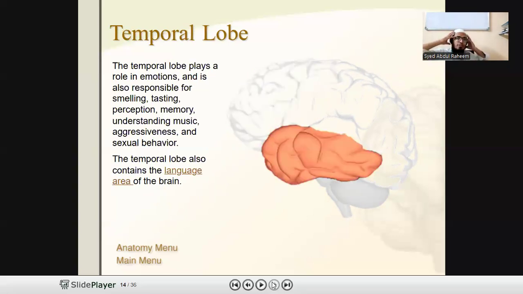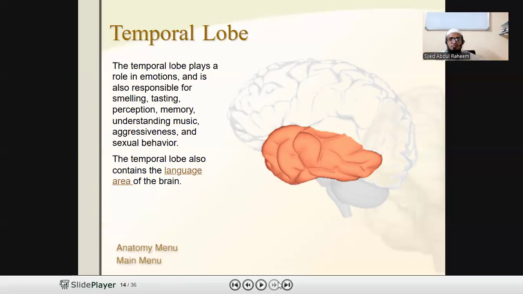Next, you have the temporal lobe on the side, which is responsible for smell, taste, memory, everything. And this is a language area. Whatever language you learn, this area will be involved. And one thing is missing here, that is the ear also. This is related to ear, nose, smell, and taste.